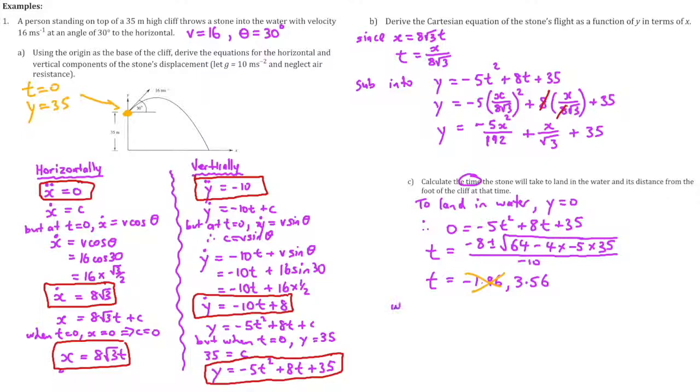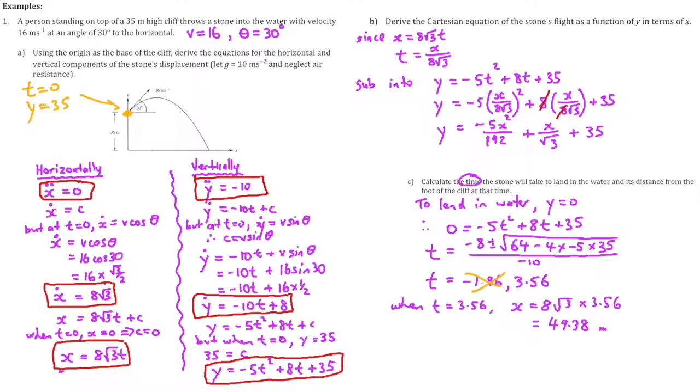When t equals 3.56, the question says, remember, calculate the time the stone will take to land in the water and its distance from the foot of the cliff. We're going to use this formula here for its distance from the foot of the cliff because from there out to there is an x direction. So if at time equal 3.56, which lands me in the water, that'll give me the x value as well. So I can go t equals 3.56, x equals 8 square root 3 times 3.56. Put that into the calculator and I'll get 49.38.